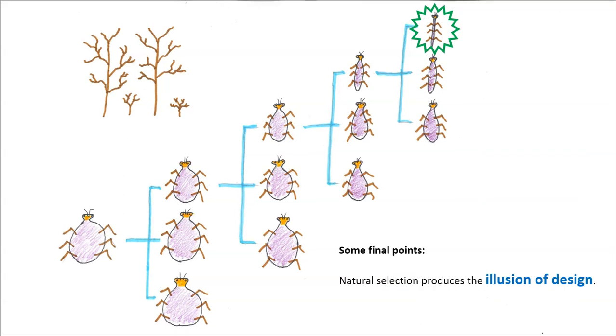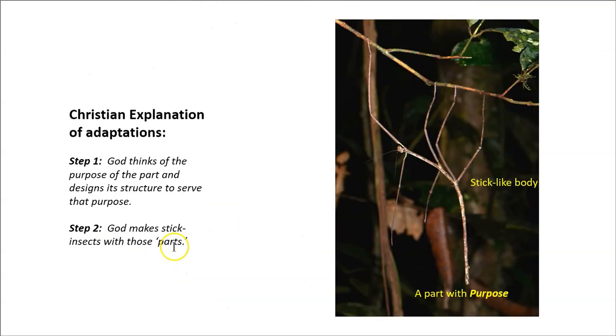Natural selection produces the illusion of design. This creature looks like it was designed by an intelligent mind. You'll recall the Christians had a two-step process in mind to explain adaptations like the stick body shape here. So God thinks of the purpose of the part, camouflage, and designs the structure to serve that purpose, thin body. God makes the stick insects with those parts. So the purpose first and the parts second.